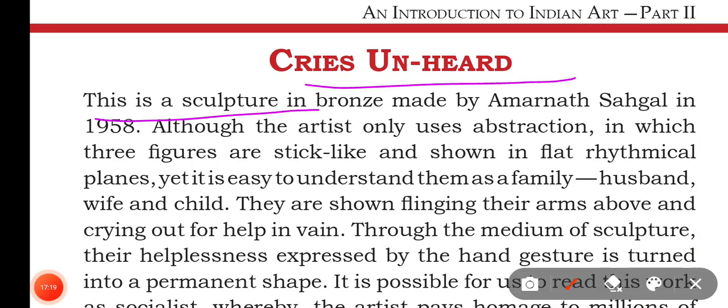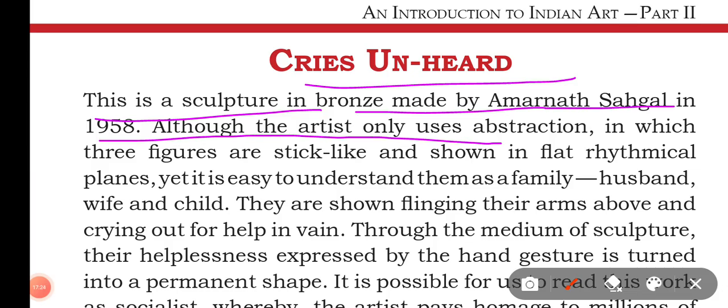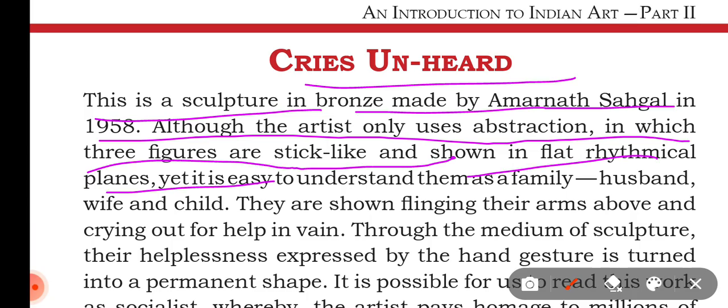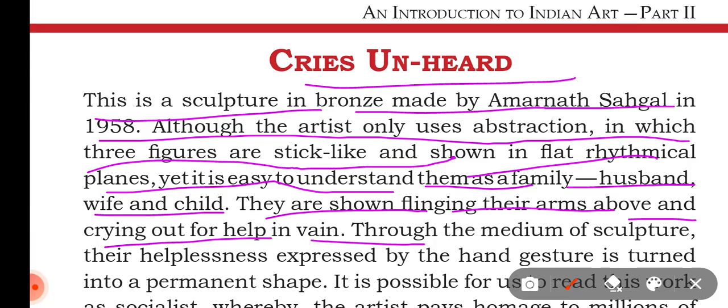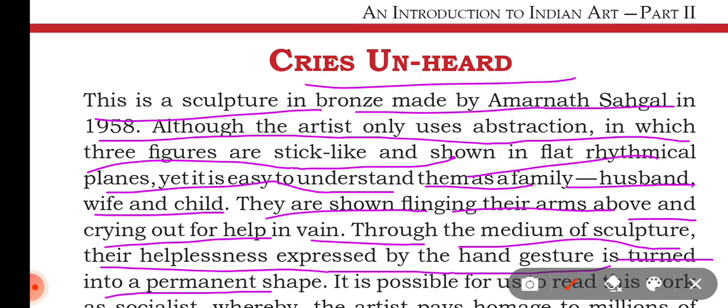Cry Unheard. This is a sculpture in bronze made by Avtarjeet Dhanjal in 1958. Although the artist only uses abstraction, in which three figures are streaks, legs, and shown in flat planes, yet it is easy to understand them as a family: husband, wife, and child. They are shown flinging their arms about and crying out for help in vain. Through the medium of sculpture, their helplessness expressed by the hand gestures is turned into permanent shape.